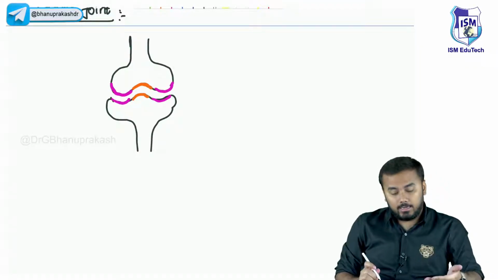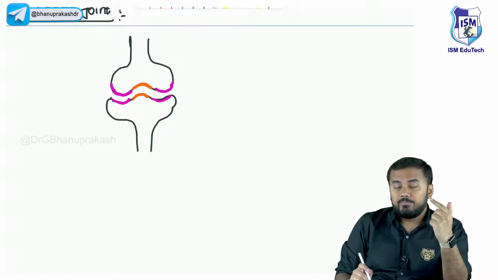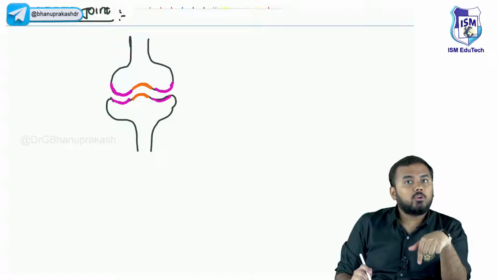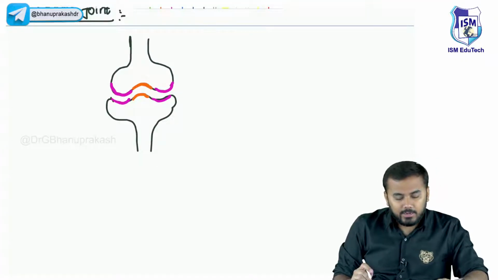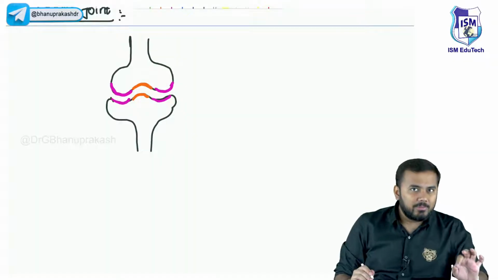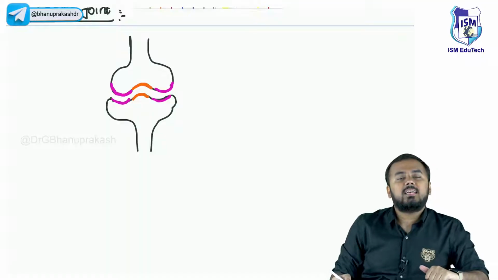So what can I tell about the definition of this? Convexity and concavity of one bone fitting into the convexity and concavity of another bone, that kind of joint you call a saddle joint, right? So how do you remember this saddle joint? Okay, so there are examples here. What are the examples, right?